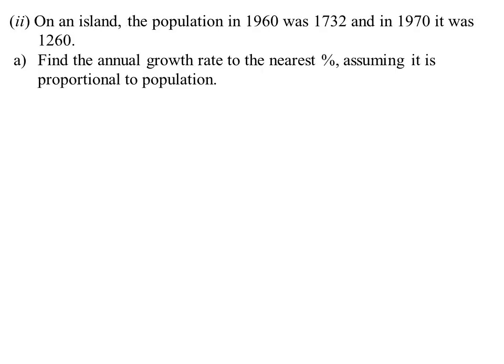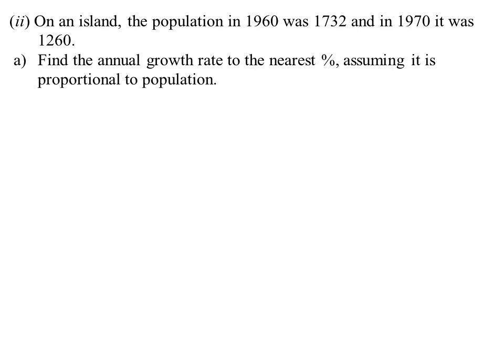Let's look at this one. Back in 1960, in a particular island, the population, so it's a small island, was 1,732. And obviously these people don't like each other, because in 1970 it's 1,260. Maybe they're killing each other because they want to take over control of the island. I don't know. Find the annual growth rate, which indeed would actually be a decay rate looking at these numbers, assuming it is proportional to population. So using our basic assumption.